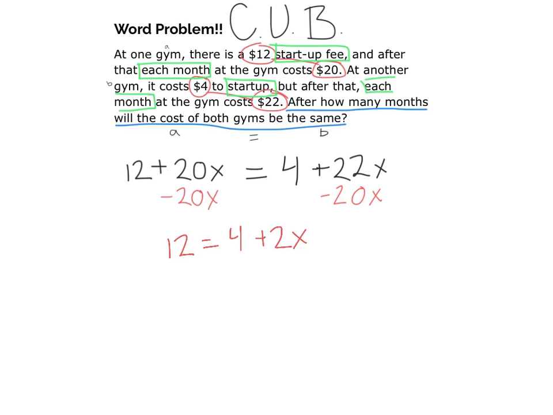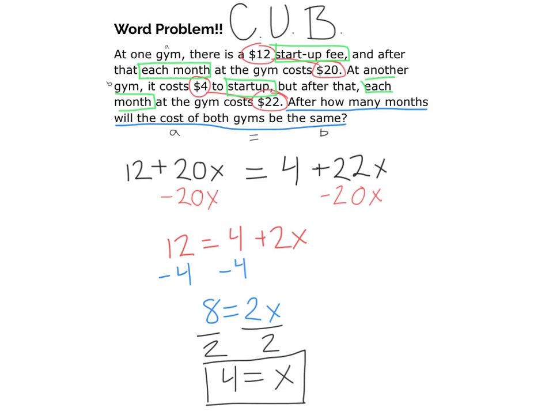Now the next step that I have is to move the number with no variable, which is my constant. So I'm moving my negative 4 over, which is giving me an equation of 8 equals 2x. And once again, my final step in my problem is to divide both sides by 2, which gives me an answer of 4 equals x. So after 4 months, the gyms cost me the same amount of money.